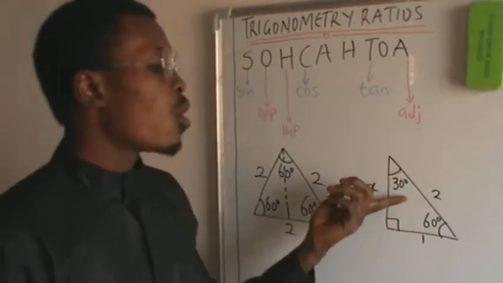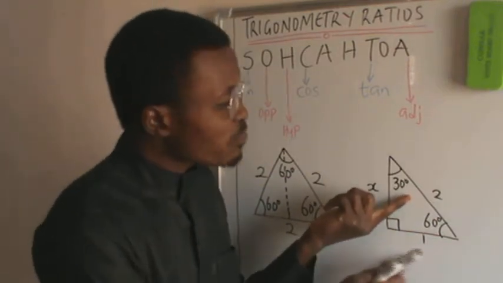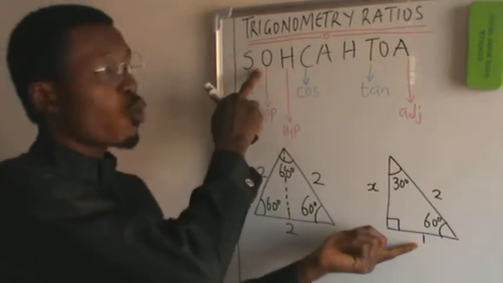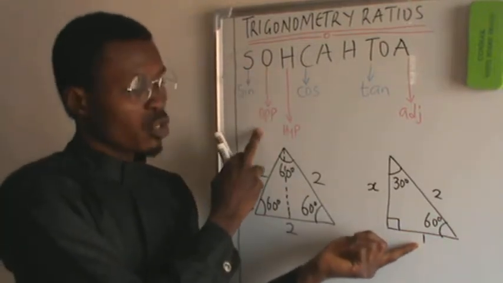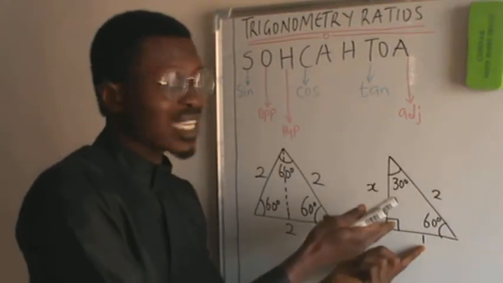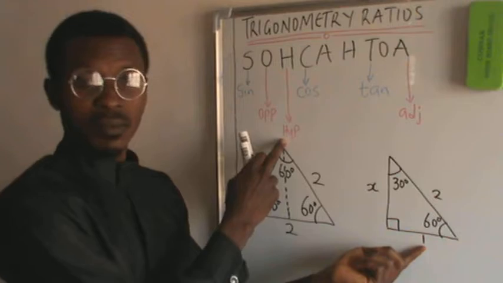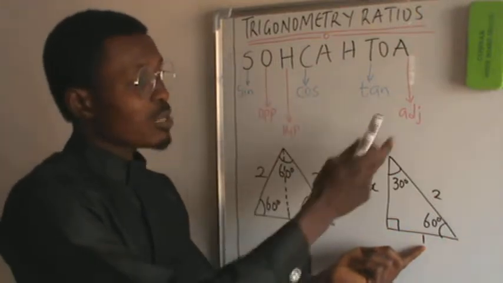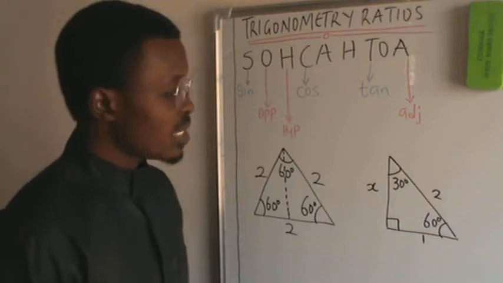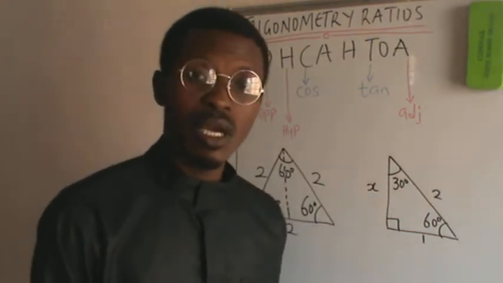Now, when you make reference to any of the angles, let's say 30 degrees, the side facing the angle is referred to as the opposite side, which is your O here, OPP, opposite. The longest side, or the side facing the right angle, is the hypotenuse, which is our HYP. And of course, the other side becomes the adjacent, which is A.